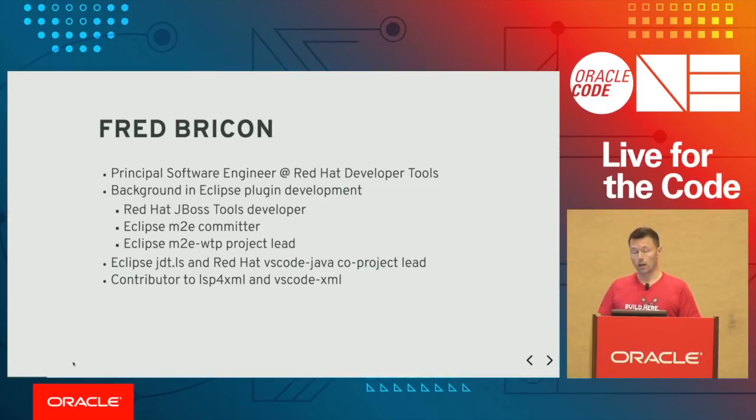I have a background in Eclipse plugin development, and I'm really used to working with Eclipse. I've been working with JBoss tools. I'm a committer and project lead on several Maven-related plugins at the Eclipse Foundation. And lately, I've been working on a couple of new projects, the Eclipse JDT LS project and the Red Hat VS Code extension for Java as a code project lead. I'm also contributing to another similar project for a language server for XML and an extension for XML in Visual Studio Code.